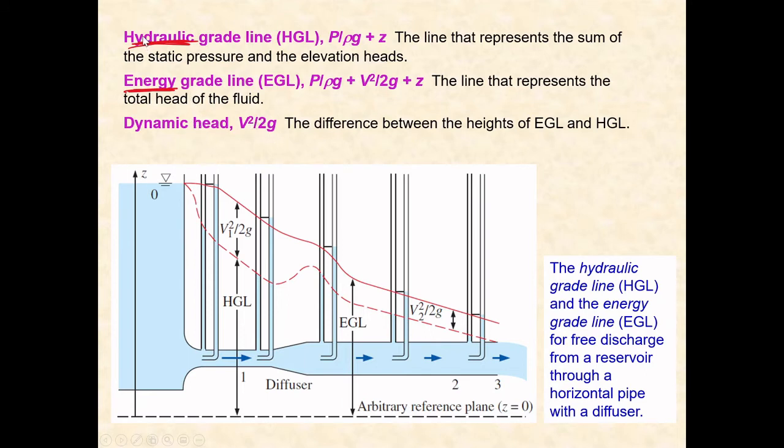The hydraulic grade line, in short HGL, and the energy grade line, in short EGL. The hydraulic grade line includes the pressure head and elevation head, whereas the energy grade line includes everything: pressure, velocity, and elevation. If you look at this figure, it shows the hydraulic grade line HGL and energy grade line EGL for free discharge from a reservoir through a horizontal pipe with a diffuser.